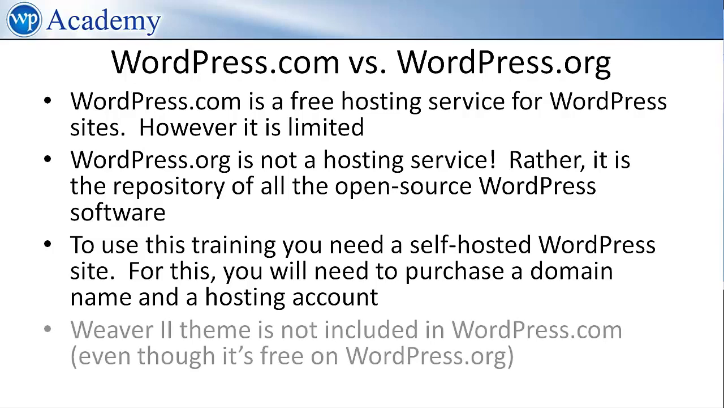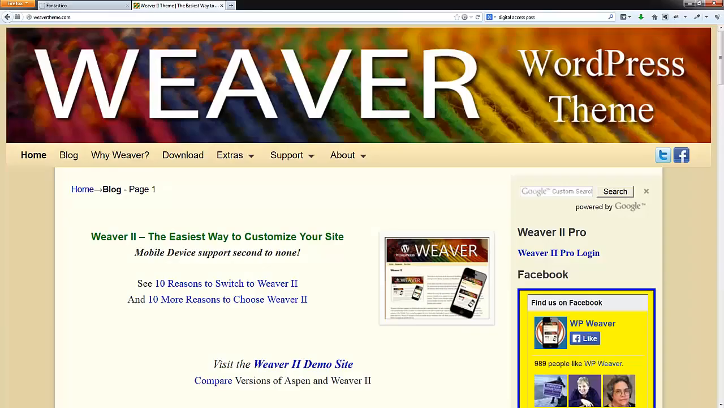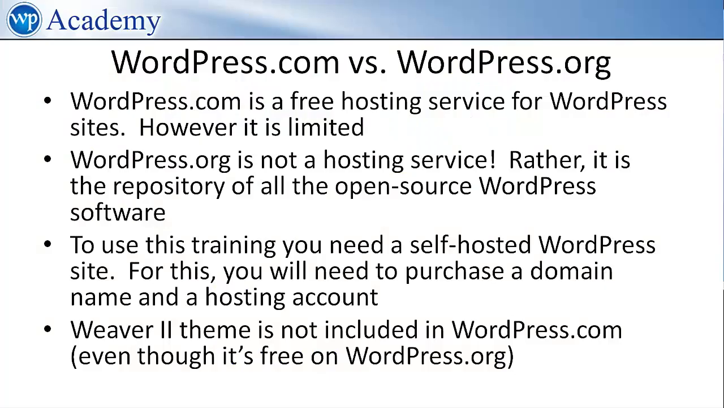And the reason is that we use the free Weaver 2 theme. Now, this is a free theme that is not provided on WordPress.com. You can only get it on WordPress.org, even though it's free. Now, we cover the very important topic of theme selection later on in this training.